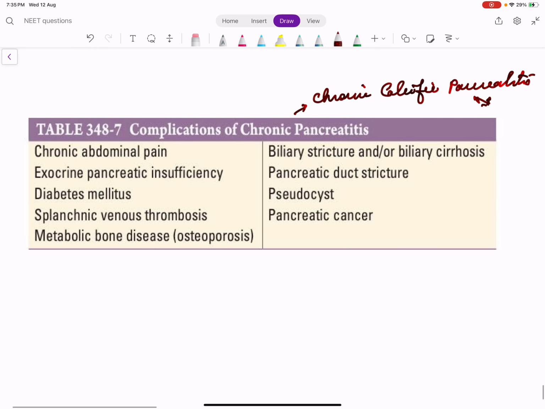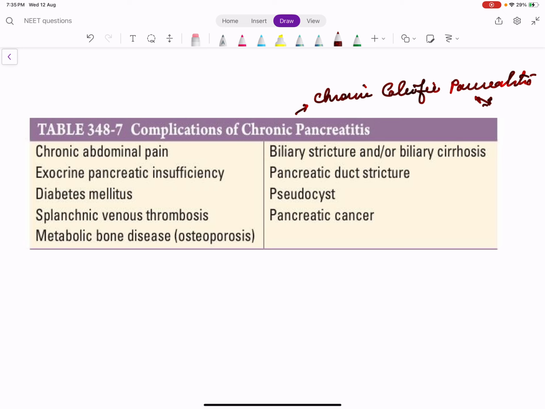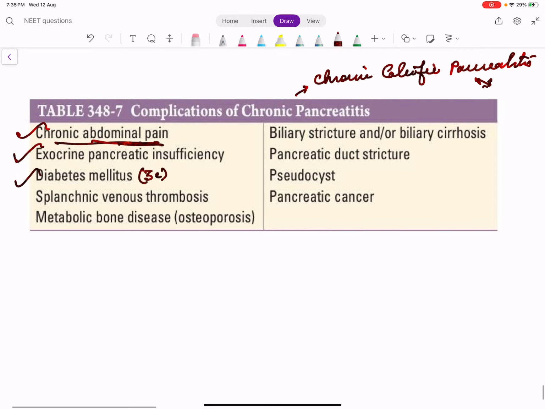So we discussed already, there will be exocrine pancreatic insufficiency and steatorrhea. There will be diabetes mellitus, that is type 3C diabetes mellitus. Apart from that, chronic abdomen pain. Usually this will be the easiest clinical feature to identify. And there will be metabolic bone disease. Why? Because of vitamin D malabsorption. And when chronic pancreatitis is there, there will be strictures in the duct, pseudocyst, etc. And long-term chronic disease always leads to cancer.